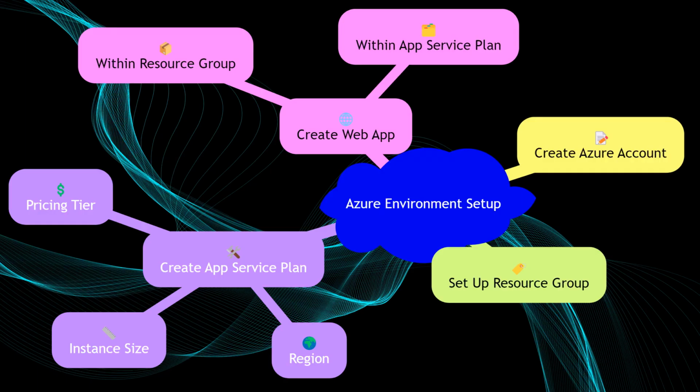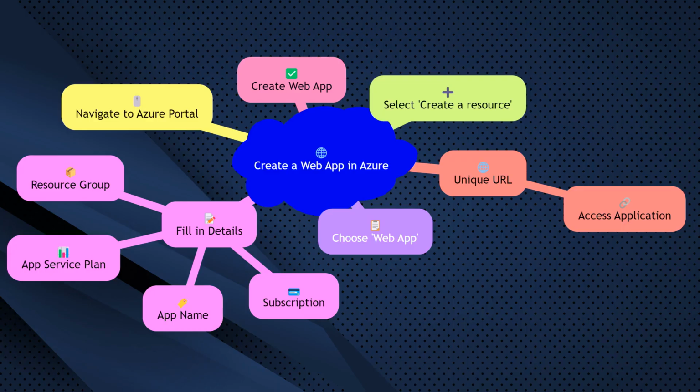Before deploying your code, you need to set up your Azure environment. This involves creating an Azure account, setting up a resource group, and creating an app service plan. The app service plan determines the region, instance size, and pricing tier for your web app. Once the environment is set up, you can create a new web app within the resource group and app service plan.